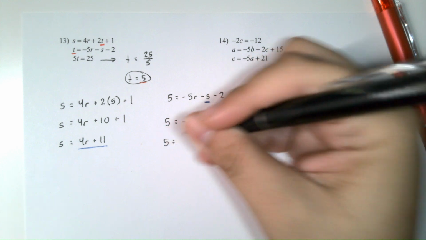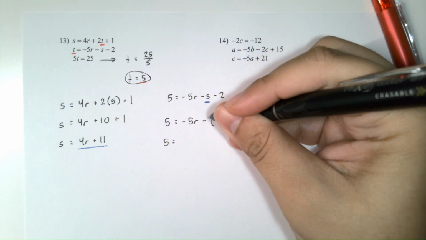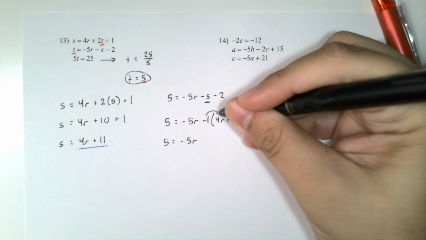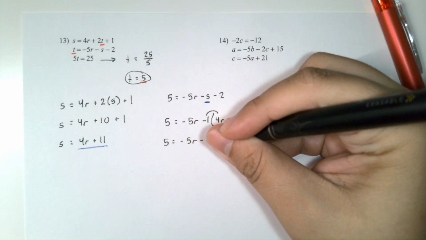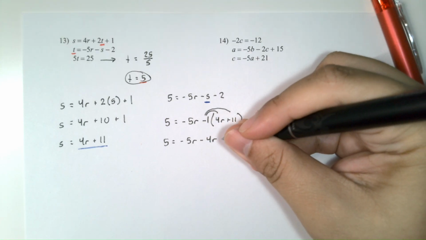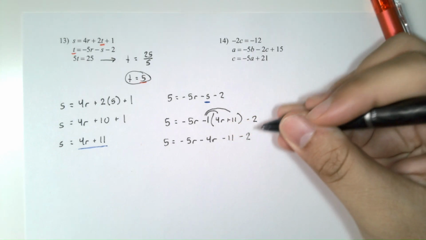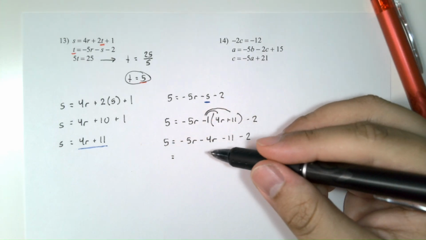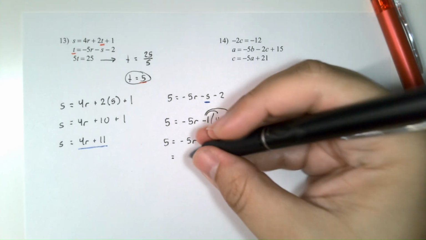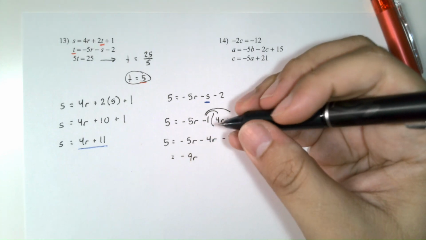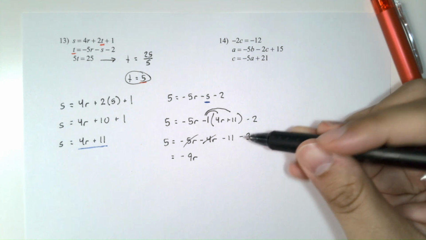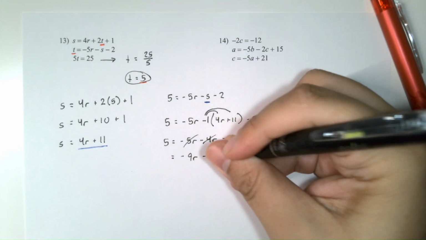If we distribute this, again, think of this as like a negative 1. We're going to have negative 5R. Negative 1 times 4R is going to be minus 4R. And then negative 1 times 11 is going to be minus 11 minus 2. We want to combine like terms. We have negative 5R minus 4R. It's going to give us negative 9R. That takes care of those two. And then we have negative 11 minus 2. It's going to be negative 13.